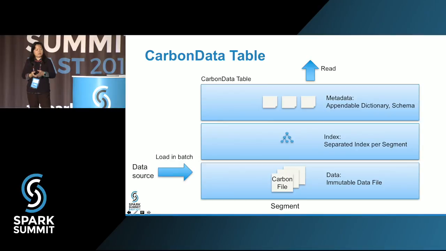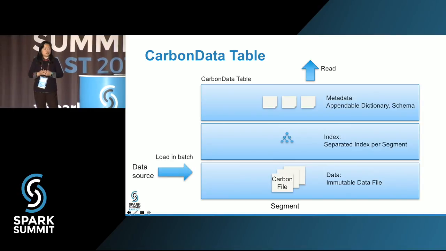What we call a segment is a directory under the table root path. We create a new segment directory for each data load. On top of that, we also have indexes built by extracting file footer information within the segment. For low cardinality columns, we also perform global dictionary encoding, and we keep the global dictionaries in the metadata folder of the table.